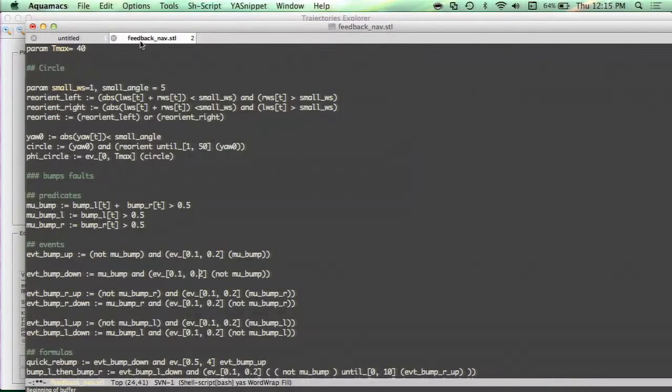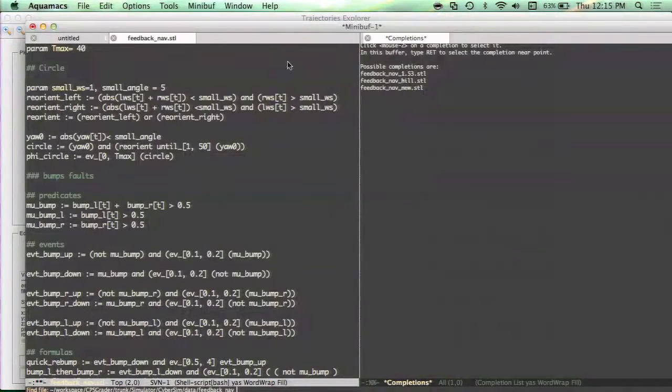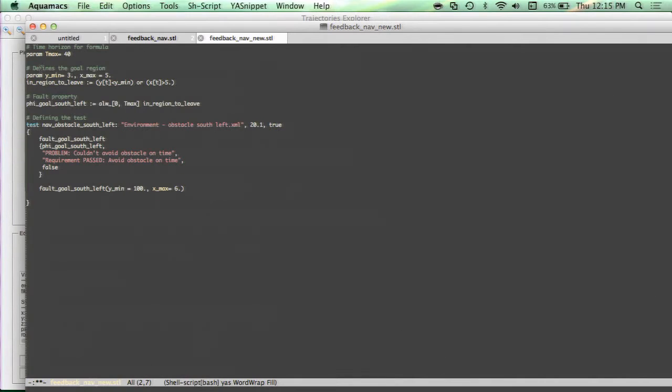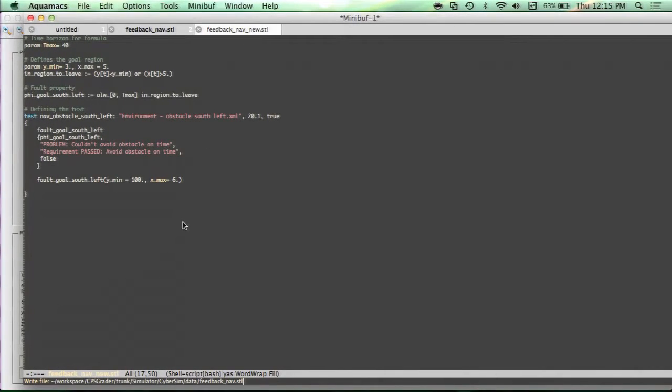The way we can do it already now is that you can replace those files. The feedback nav, so now you know where this is. This is a feedback nav file in the CyberSim data folder. If you want to write a new one, you can have this. This is the simpler one that I presented in the slides, where I just define this region, and then I define my test and my faults. And I just replace that file there. You see, now I'm writing this into feedbacknav.scl.